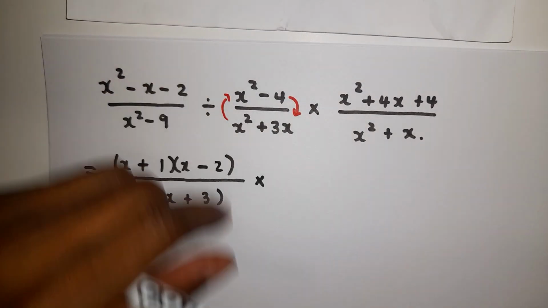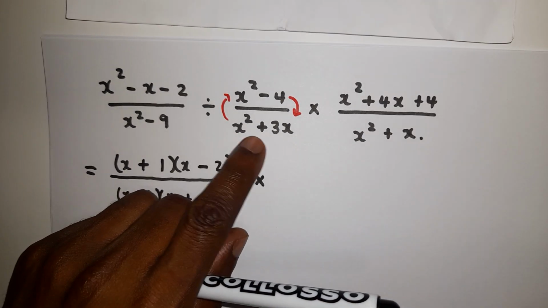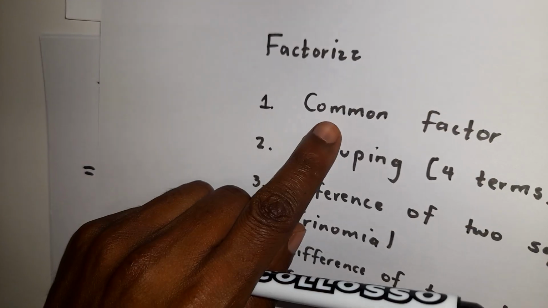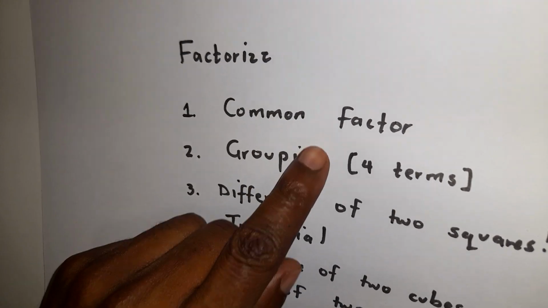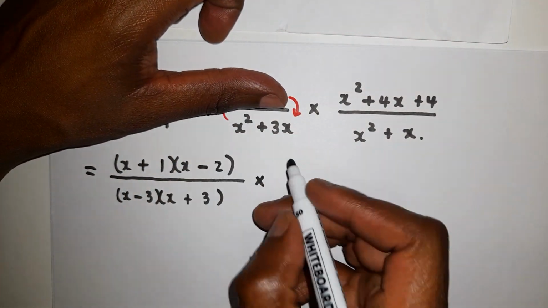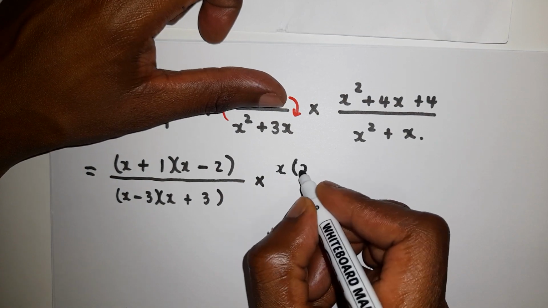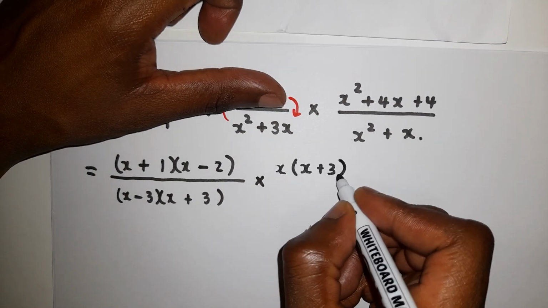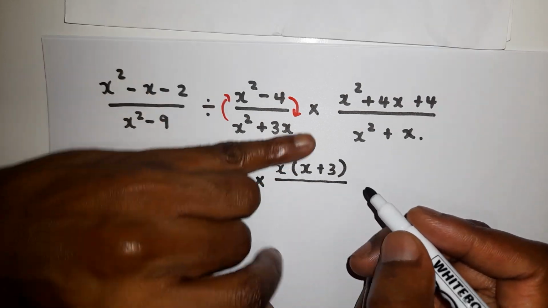So as this goes up, I'm going to check two terms, then two terms, I see a common factor. So factorize, common factor is there. When I take out the common factor here, which is x, I'm left with x plus 3. Divide by, I go to the numerator.